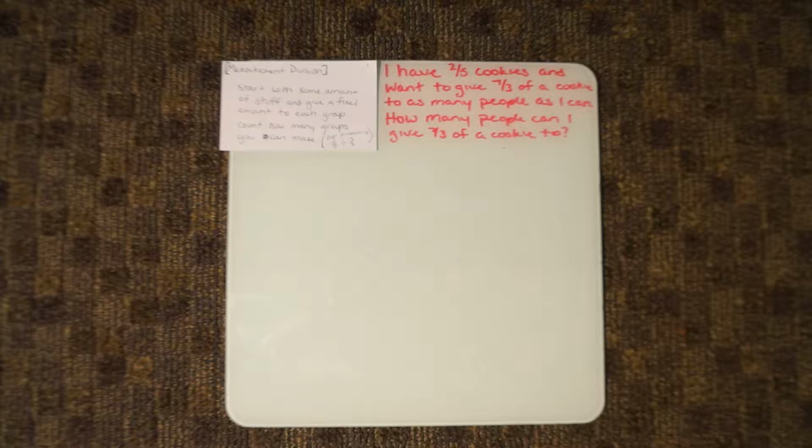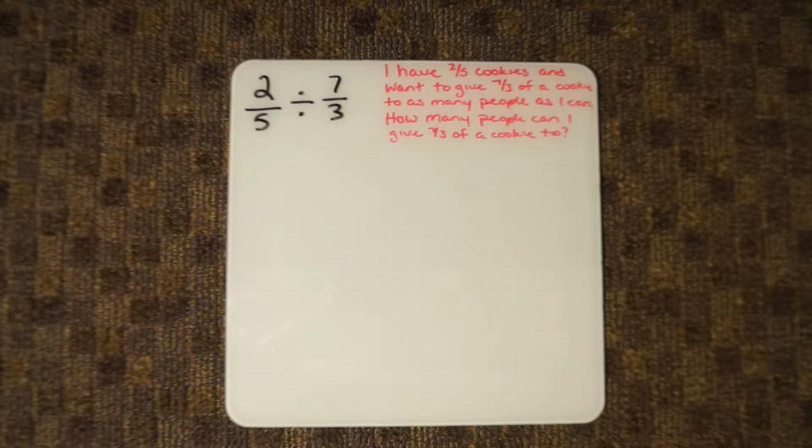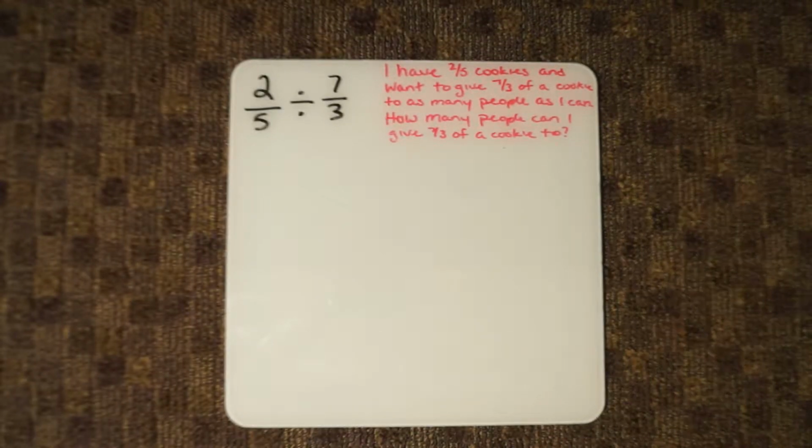I make this into a word problem by saying I have 2/5 cookies and want to give away 7/3 of a cookie to as many people as I can. How many people can I give 7/3 cookies to? Now we know the parts of a fraction and about common denominators, so our next step is to write our word problem out in a way that helps us understand exactly what it means.